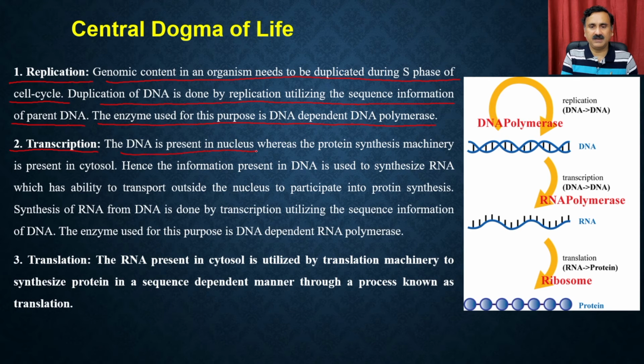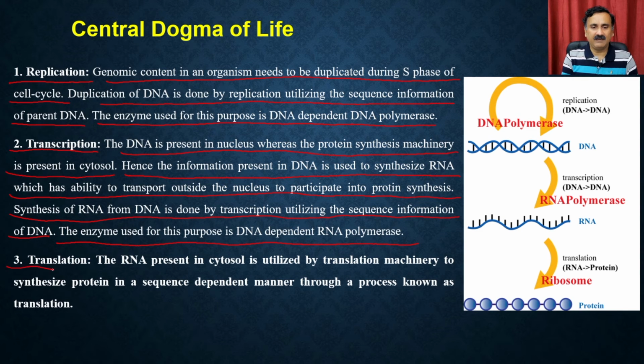The DNA is present in the nucleus, whereas the protein synthesis machinery is present in the cytosol. Whereas in the case of prokaryotes, both the transcription and the translational machinery are present inside the cell, because there is no nucleus, right? Hence, the information present in DNA is used to synthesize the RNA, which has the ability to transport outside the nucleus to participate in protein synthesis. Synthesis of RNA from DNA is done by transcription utilizing the sequence information of the DNA. The enzyme used in this process is called the DNA dependent RNA polymerase, okay.